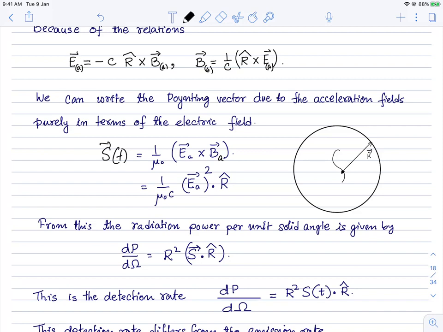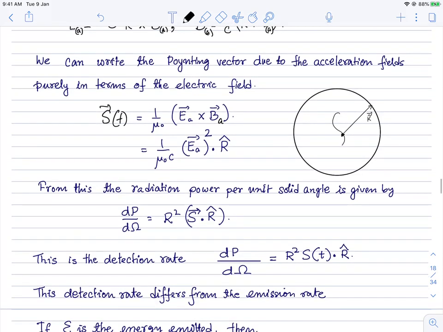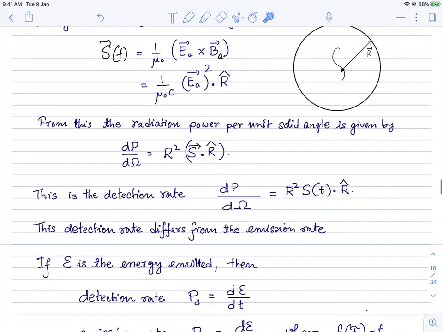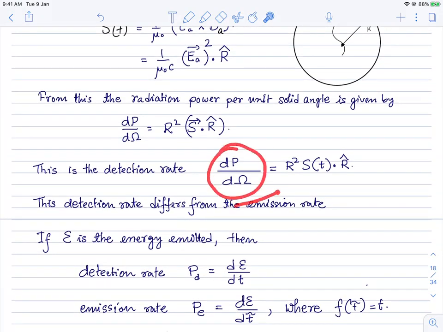Now if we find the power per unit solid angle, then this power per unit solid angle is the one that you will detect if you were at a distance far away. That is the detection rate. This is the power detection rate.